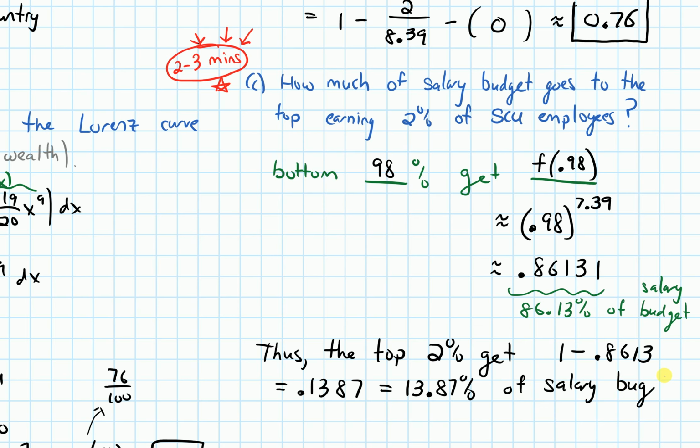So why did I do 1 minus this decimal? It's because if you think about it as percentages, we are doing 100% minus this 86.13%. And that's how we got this. All right, so I'm going to box this. This was our answer.